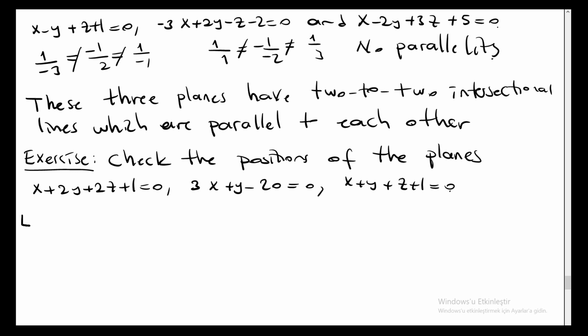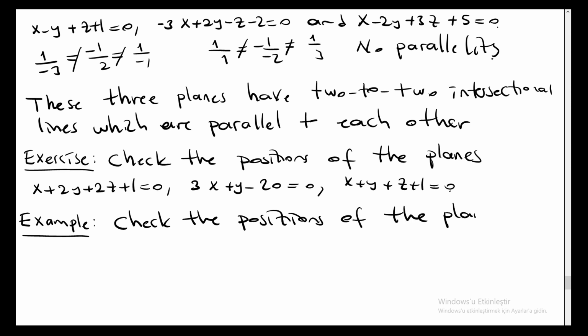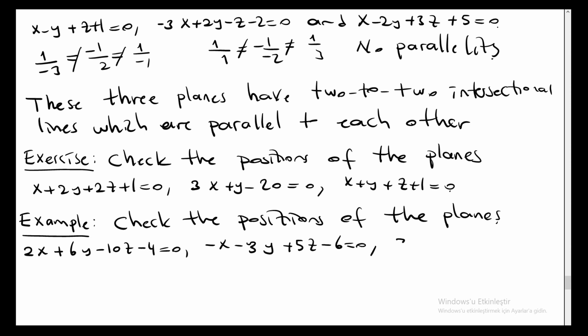And let me give one more example, this one. Again, check the position of the planes: two times x plus 6 times y minus 10 times z minus 4 equals 0, negative x minus 3 times y plus 5 times z minus 6 equals 0, and 3 times x minus 4 times y plus 8 times z equals 0.